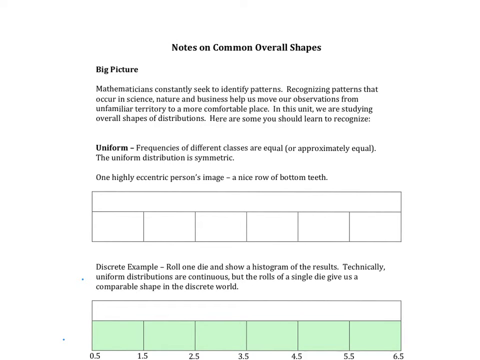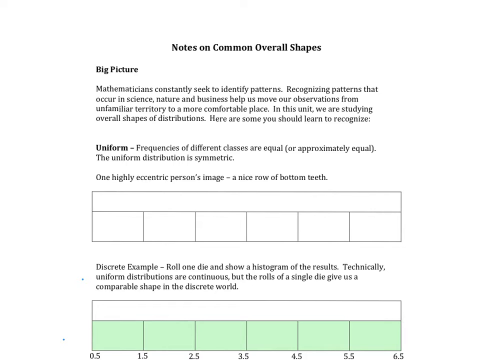So the big picture here is that we like to recognize patterns, right? And displaying a data set is a great way to see if there are any patterns in the data that we can learn from. We're studying the overall shape of these distributions, so here's some of the common ones that you should recognize. The first one is a uniform distribution. It says frequencies of different classes are equal, or approximately equal. They're not always exactly equal.